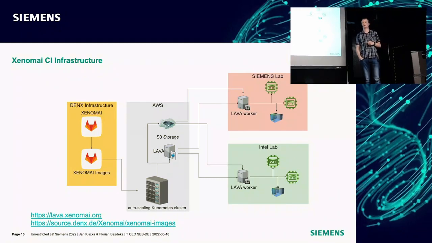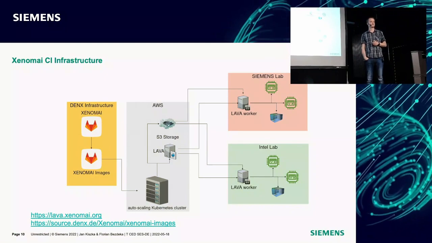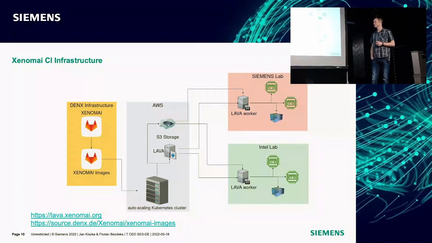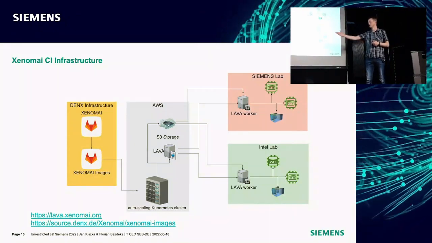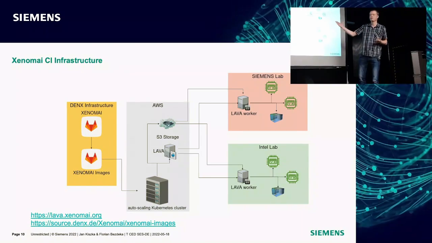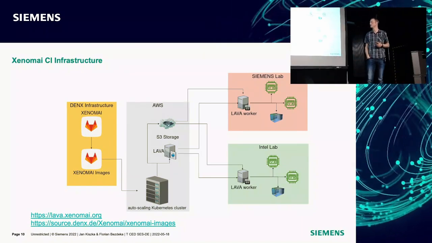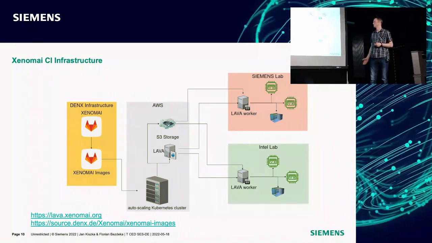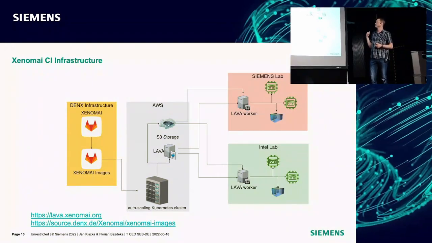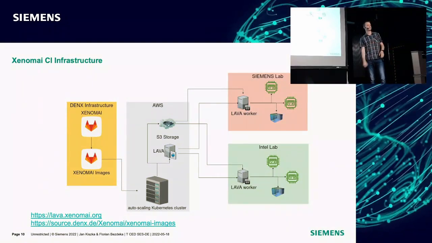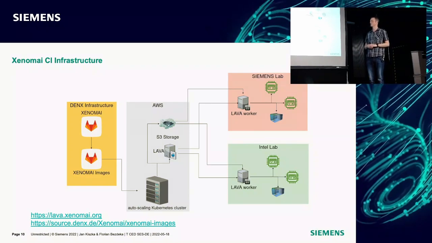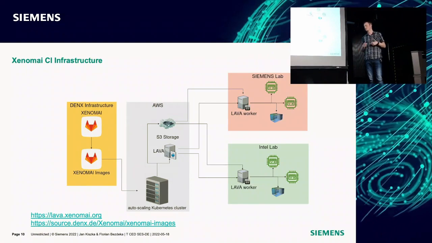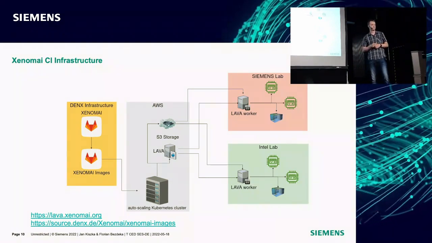LAVA is nothing that we invented. It is the tool behind KernelCI, mostly for on-device testing, especially for the kernel. We have a LAVA instance which is publicly available, so just go to lava.xenomai.org, and we will propagate all these images to two different labs. One of these labs is hosted by ourselves, Siemens. We have some machines in our lab which are regularly flashed with such images, and we make sure that they boot up, that we run the Xenomai test suite, and that all tests pass.